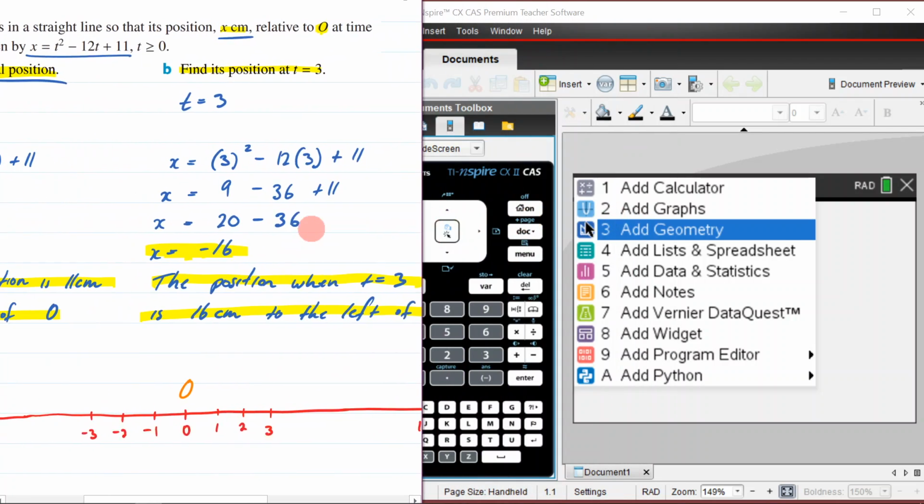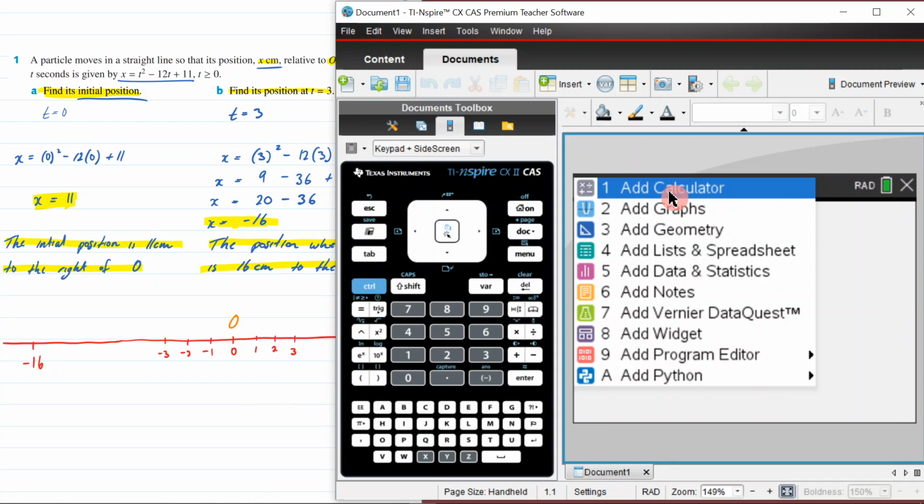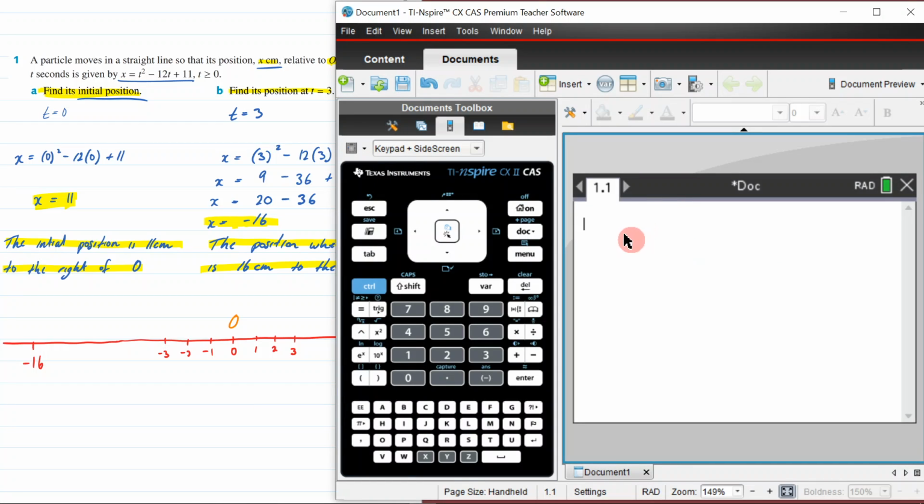So if I can just bring this here for a second, how could we answer this question on our CAS? Well, we'll go add calculator. There's different ways we could do this. We could just go x is equal to t squared minus 12t plus 11, and then I could go control this, whoops, sorry, not that one, control this such that t is equal to 0, and then when I do that, I get x is equal to 11 out.